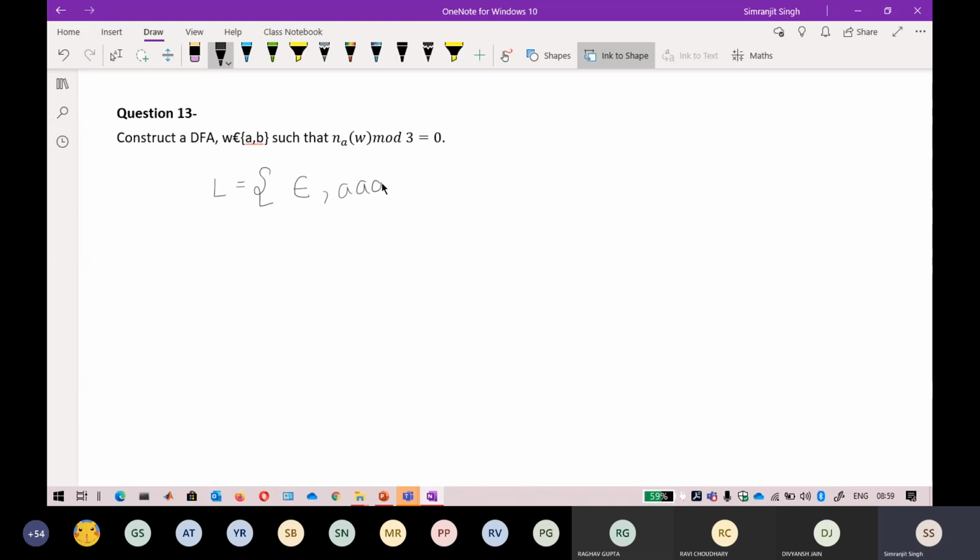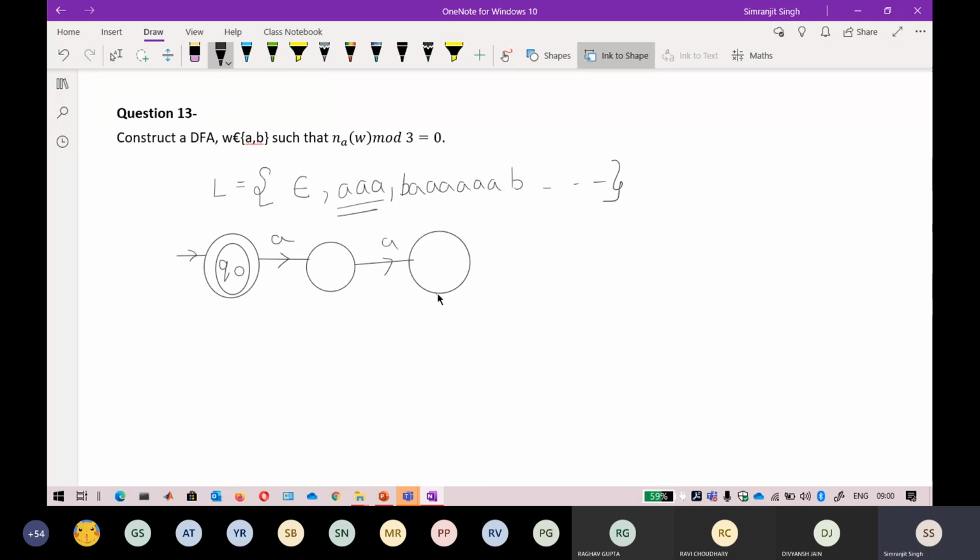In the same way, 3 A's are possible, 6 A's can be possible, and you do not need to worry about B. B can come at any place and anywhere. So just start with the smallest input again here. This is the starting state, and that starting state has to be made the final state, because we have to accept the epsilon here. Then after that it is A, and if you divert this input towards the end of it, this will become our minimized automata. So this is A. Again, I do not need to worry about B, so I just do a self loop of B here.